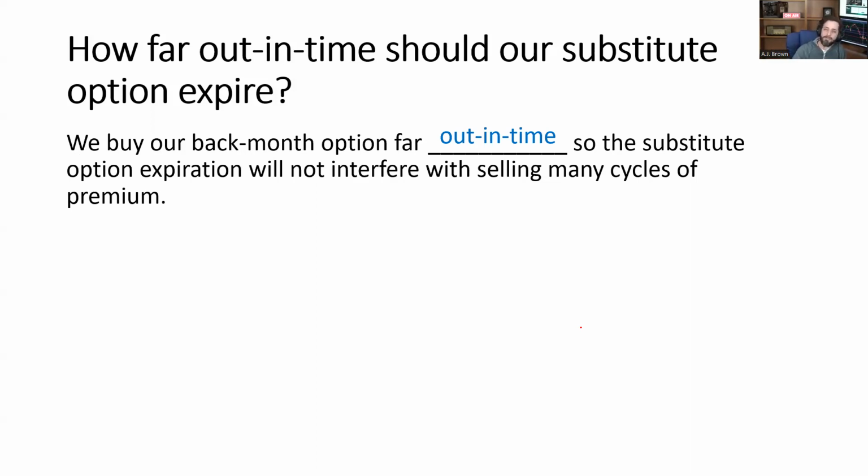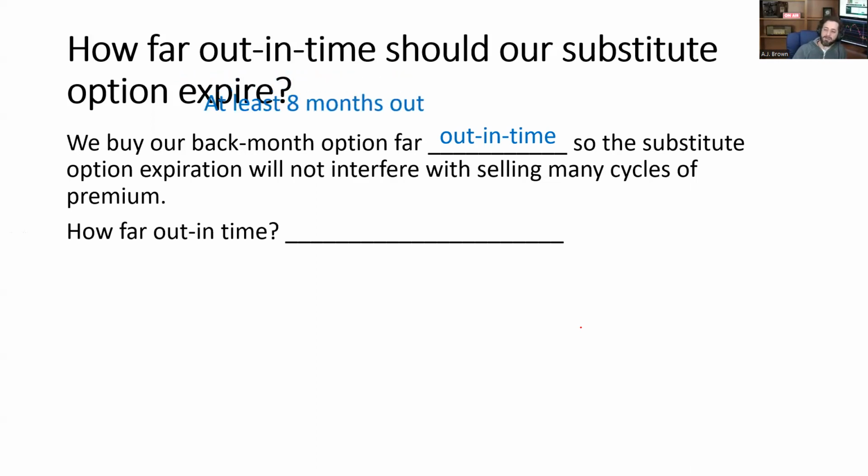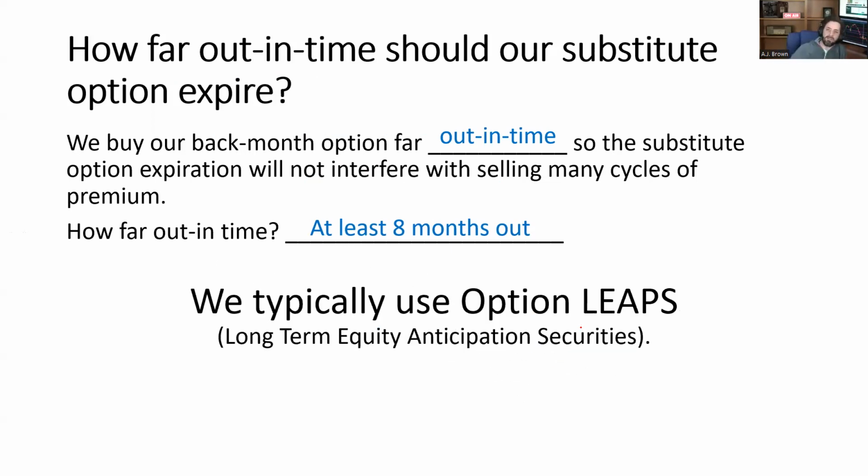We try to go far enough. And it turns out that magic number is at least 8 months out in time. At least 8 months out. And we tend to gravitate towards these things called LEAPS. These are the options that expire every third Friday of January. So there's a 2025 LEAP, a 2026 LEAP, just because they have the liquidity. It's not a hard and fast rule, but we tend to gravitate towards the LEAPS.